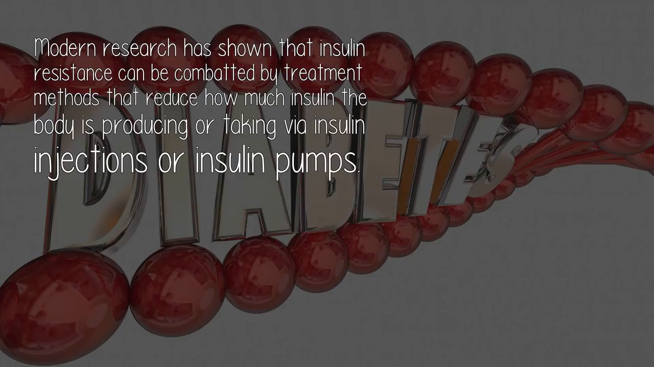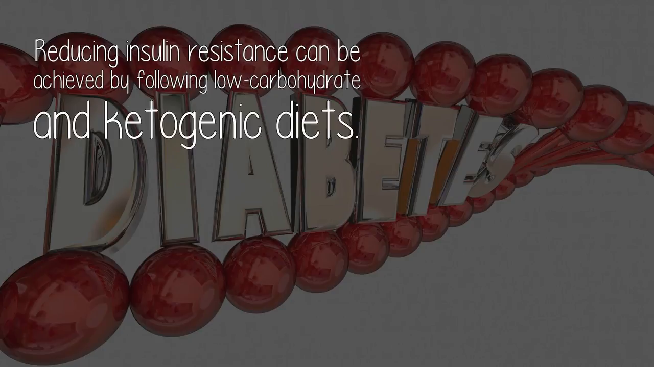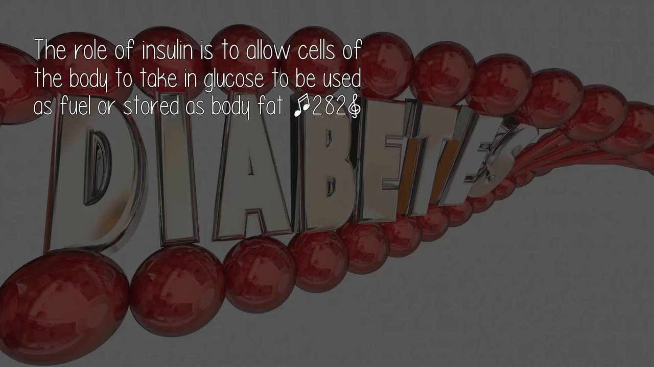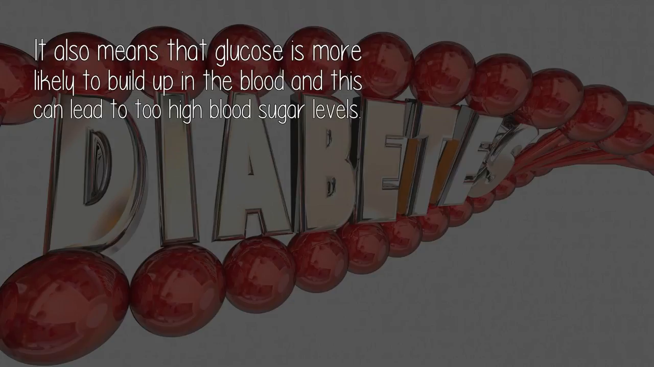Modern research has shown that insulin resistance can be combated by treatment methods that reduce how much insulin the body is producing or taking via insulin injections or insulin pumps. Reducing insulin resistance can be achieved by following low carbohydrate and ketogenic diets. What is insulin resistance? The role of insulin is to allow cells of the body to take in glucose to be used as fuel or stored as body fat. It also means that glucose is more likely to build up in the blood, and this can lead to too high blood sugar levels.